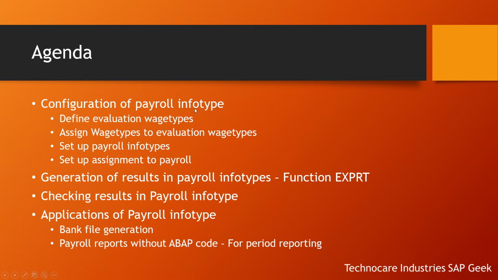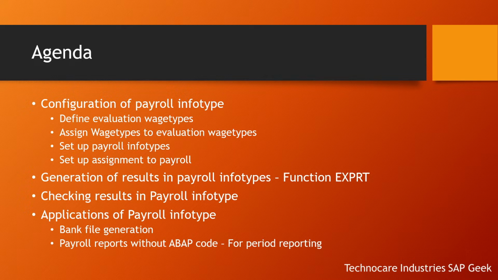We will discuss the configuration in detail in the screens, the SPRO nodes as well. We are also going to see the standard function, the payroll log, where exactly this payroll infotype gets updated. Then we will see how to check the results in the payroll infotype. Basically, we can simply go to the PA20 transaction and check the fields that are generated.